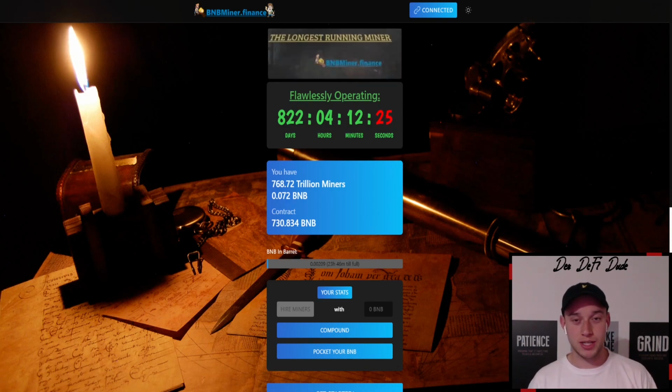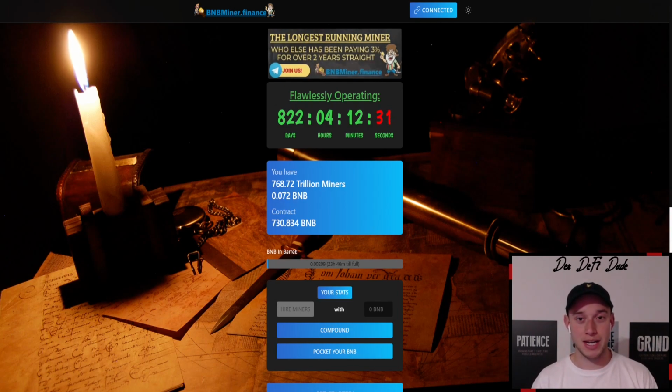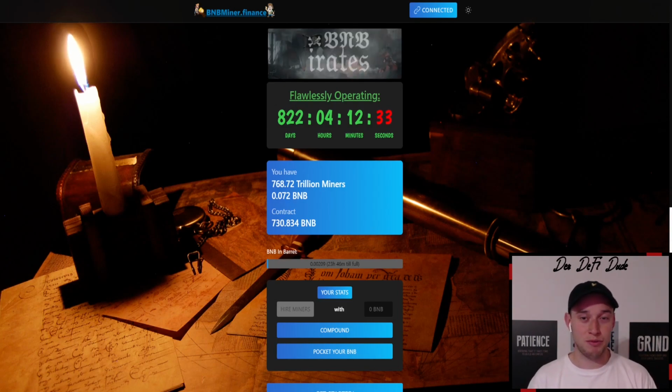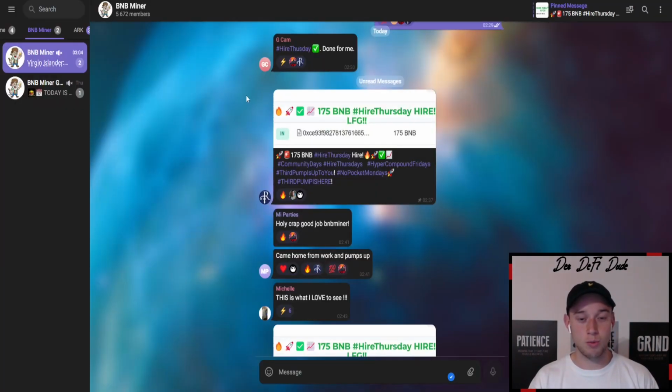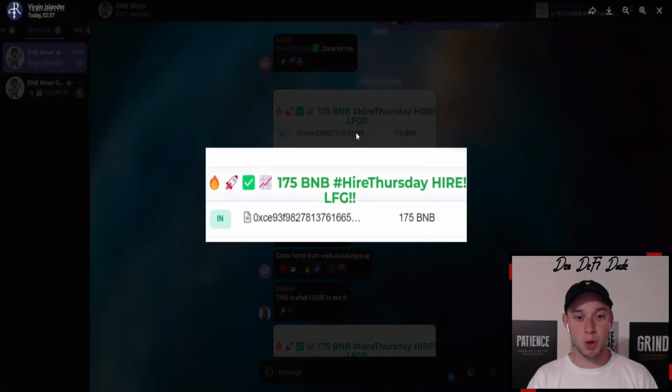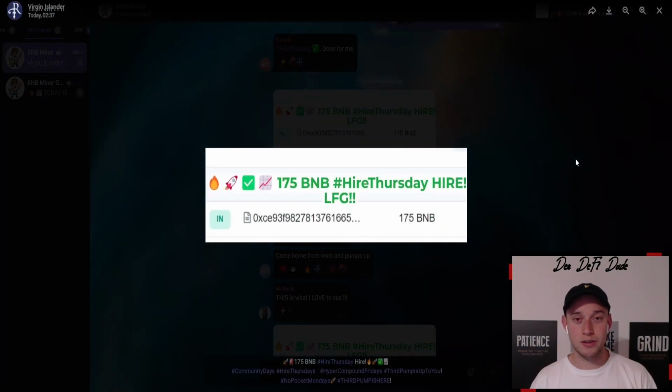I was about to go to bed and turn off my computer when I got an announcement from the BNB miner Telegram group. So before I turned my computer off, I jumped into Telegram and looked at what they announced. And I saw this post over here: 175 BNB deposit into the BNB miner on the higher Thursday.